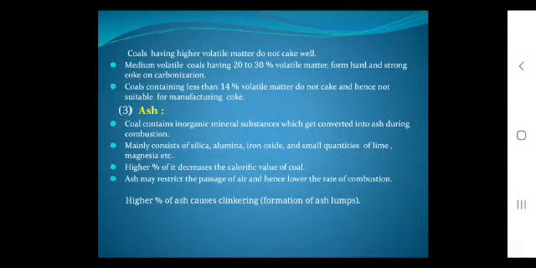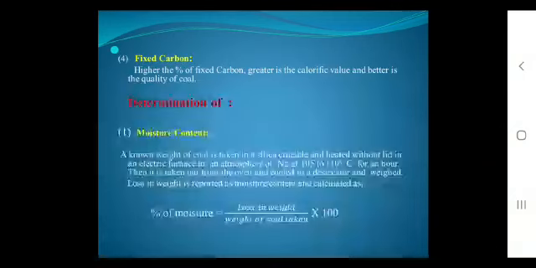Even if there is more ash, it may restrict the passage of air. The air supply gets restricted, and hence the rate of combustion also gets decreased. Higher percentage of ash causes clinkering. If there is a higher percentage of inorganic mineral substances, it causes clinkering, that is formation of ash lumps, a small stone-like structure. These all are the effects of ash content.